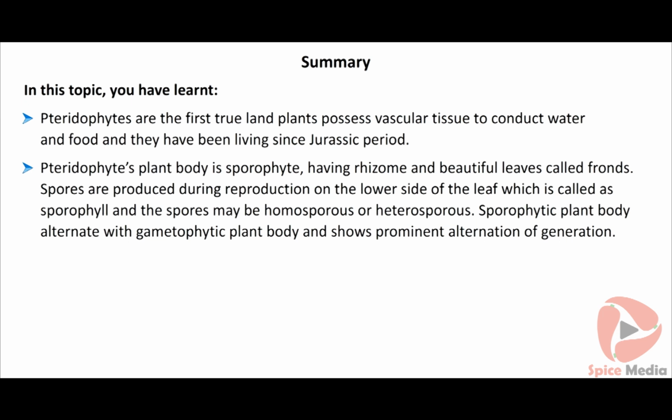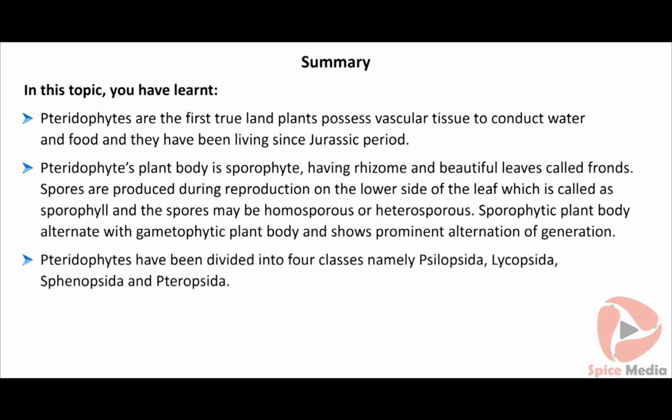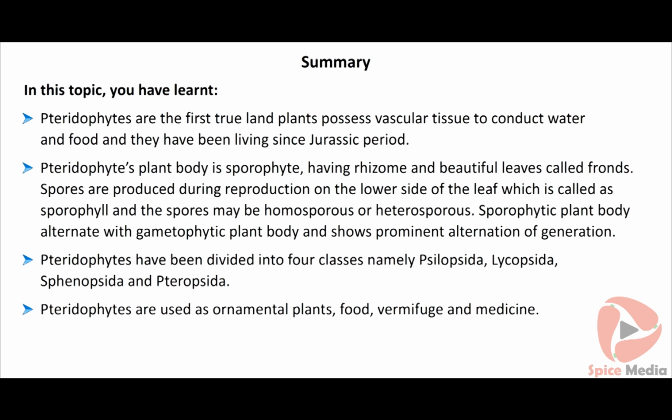The sporophytic plant body alternates with the gametophytic plant body and shows prominent alternation of generation. Pteridophytes have been divided into 4 classes, namely Psilopsida, Lycopsida, Sphenopsida and Pteropsida. Pteridophytes are used as ornamental plants, food, vermifuge and medicine.